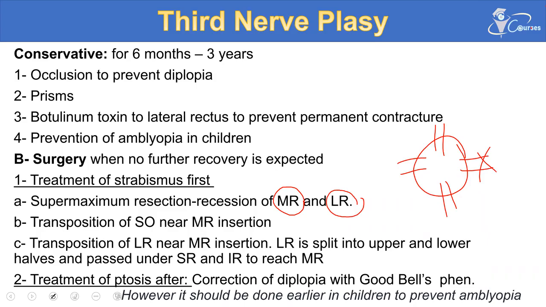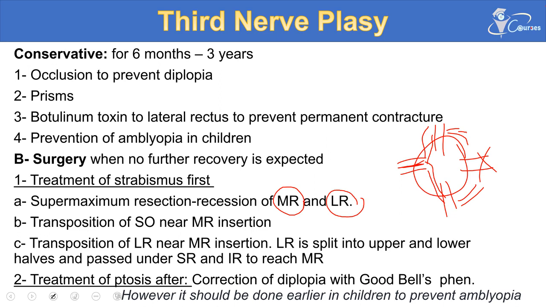So we need to try to strengthen the action of the medial rectus, or to bring the eye from abduction more to the primary position. So what we do is we split the lateral rectus into two halves. One half we pass under the inferior rectus and insert it near the medial rectus, and the upper half we take, pass it below the superior rectus, and insert it near the medial rectus. By this, we are trying to make the eye more in the primary position. This will be discussed in more detail in the surgery, which is a transposition of recti.